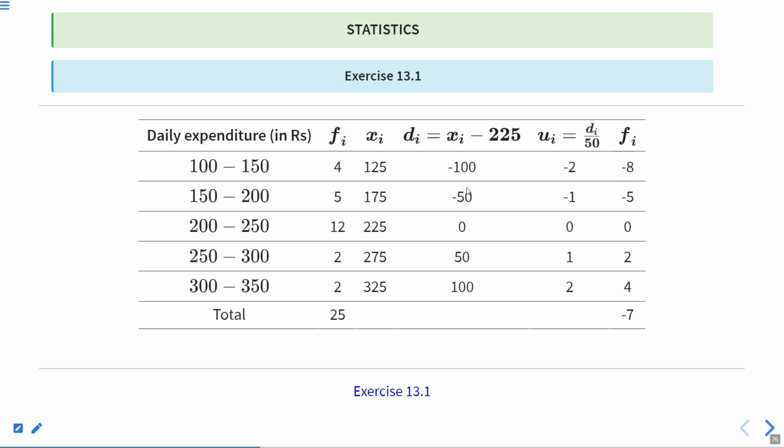And in this interval, di is minus 50, ui is minus 1, and fi ui is minus 5. In this interval, di is 0, ui is 0, and fi ui is 0. In this interval, di is 50, ui is 1, and fi ui is 2. And in this interval, di is 100, ui is 2, and fi ui is 4. Now if we add these values, we get summation fi equal to 25, and summation fi ui equal to minus 7.